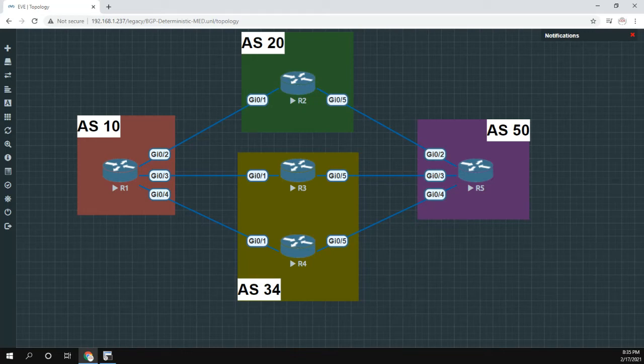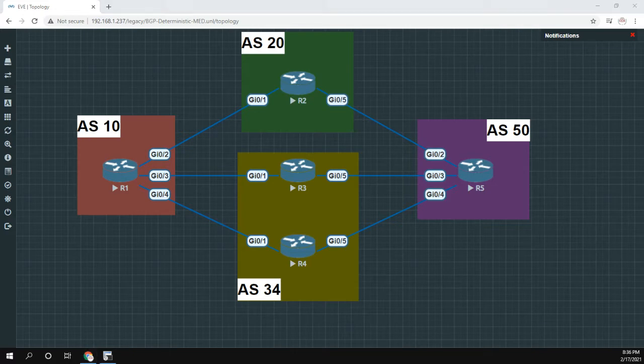Hey everyone, in this video we're going to take a look at BGP Deterministic MED. It's a feature that's off by default on Cisco routers, but if you read Cisco's documentation, they tell you that if you're doing a new BGP implementation, you should turn on Deterministic MED. So this video is going to show why, what it might look like if you don't have it turned on, and then we'll go ahead and turn it on and see what it does.